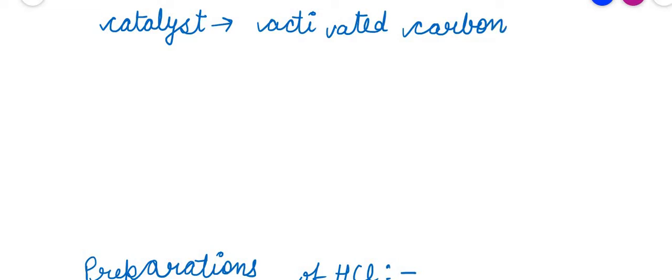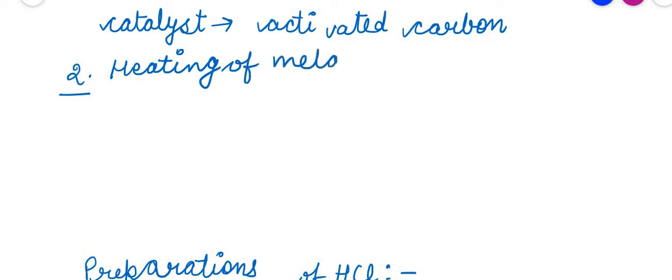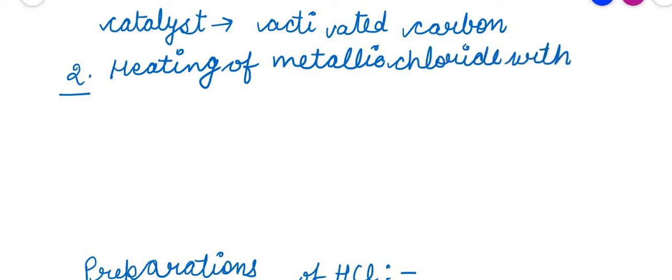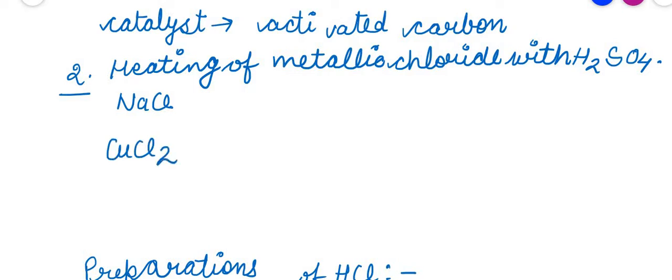Okay, now the second preparation method is by heating a metallic chloride with concentrated sulfuric acid, that is H2SO4. The metallic chloride can be either NaCl or CuCl2. Two reactions we have, that is NaCl with H2SO4.